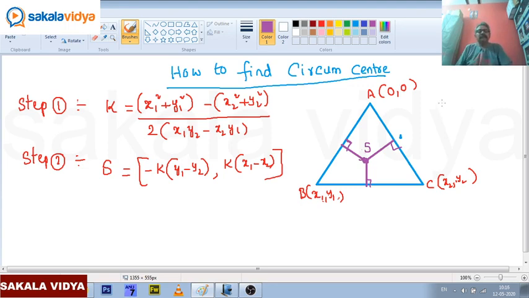So now, for example, if this is not the origin, then what do we need to do? Subtract one vertex from all the points so that it becomes the origin. Then you find it like this. After getting the answer, add the (x1, y1) back to it, and you get the circumcenter. So first let us find it now.